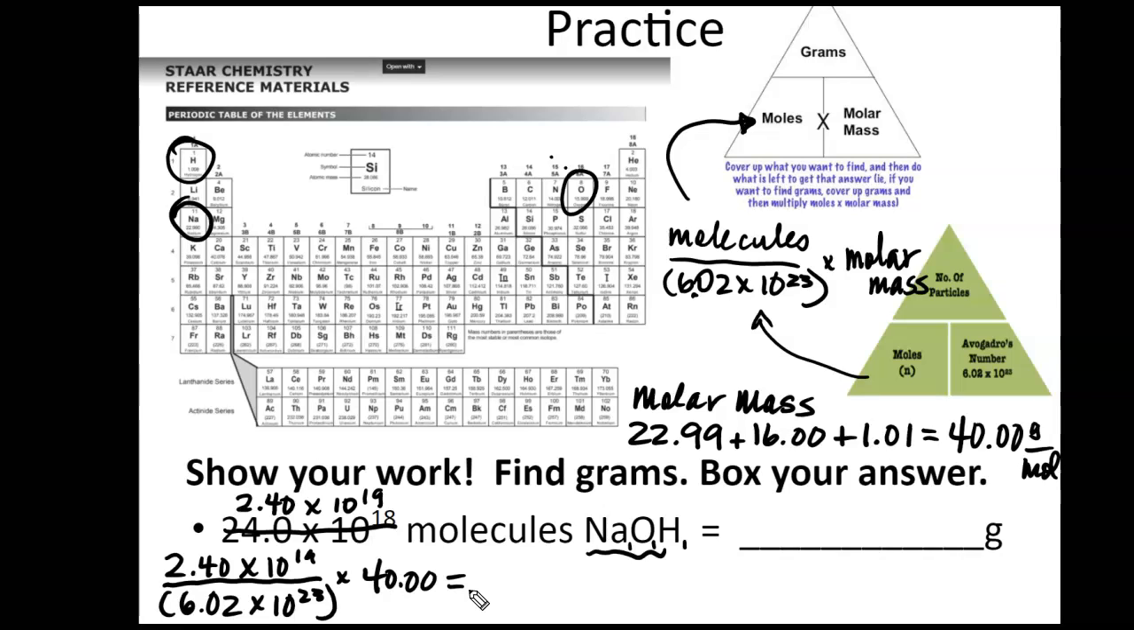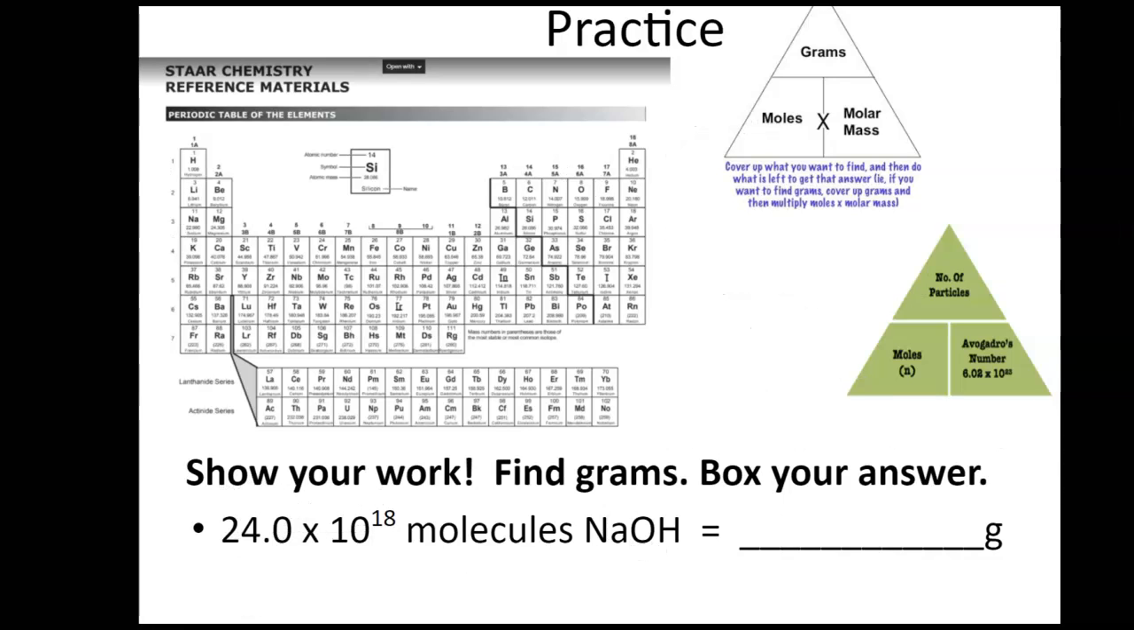2.4 times 10 to the 19 divided by 6.02 times 10 to the 23rd multiplied by 40. So my answer comes out to 0.00159, and I was rounding it to 3 sig figs because this was 3 sig figs right here. Did you get what I got? It came out to a really small number because we were actually dividing by a very, very large number here in Avogadro's number. Okay, let's try another example on the next slide.